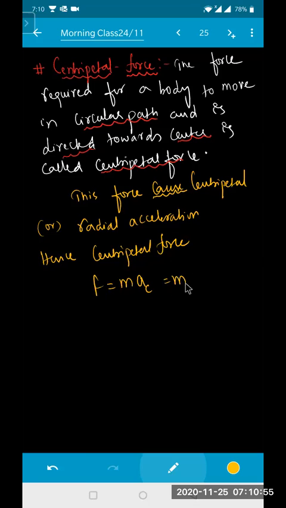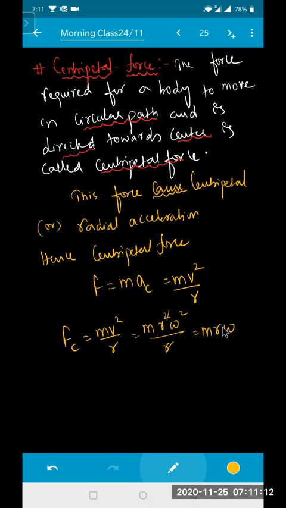So it is equal to M into AC, which is V square by R. So centripetal force F is equal to M into V square by R, or that is equal to M into R square omega square divided by R, since V is equal to R omega. So this one gets cancelled. So it is M into R into omega square.